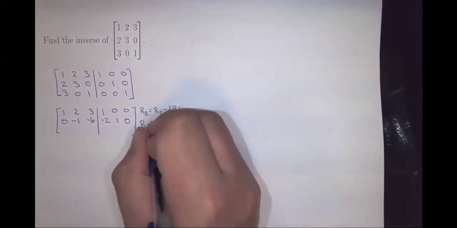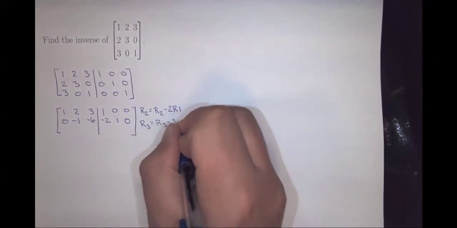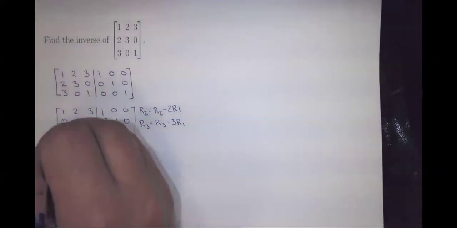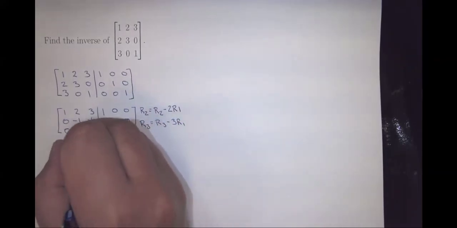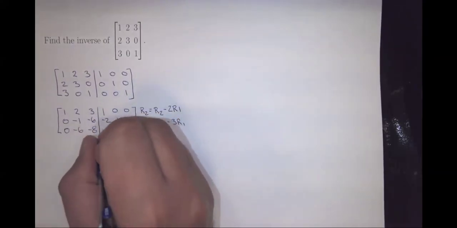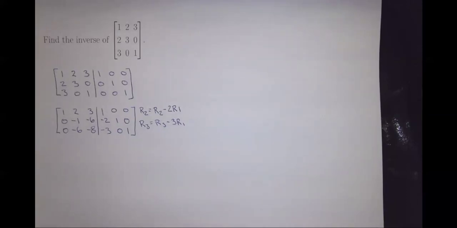For row 3, our row 3 is going to be row 3 minus 3 times row 1. And so we end up with 0, -6, -8, -3, 0, and 1.